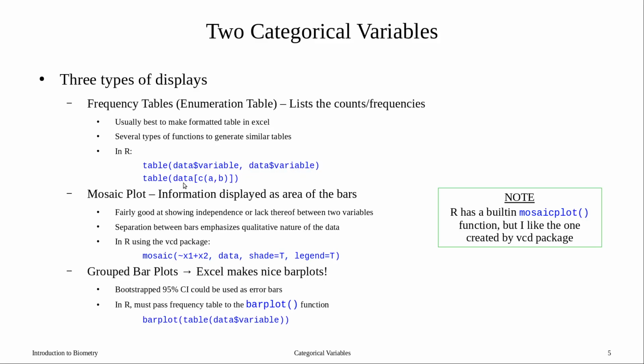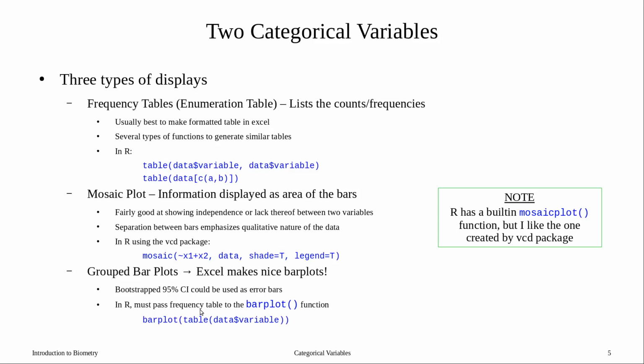Very easy to do. We can also make a frequency table by referencing the column numbers in our data table if we have a very large data table. Normally we can just say data $variable, data $variable, and it'll work. So a frequency table is just that, a frequency table. Our plots, or our graphics, could be either a mosaic plot or a grouped bar plot. Now a grouped bar plot is one that you've probably seen before. We can do this in R by passing a frequency table to the bar plot function, and it works okay.